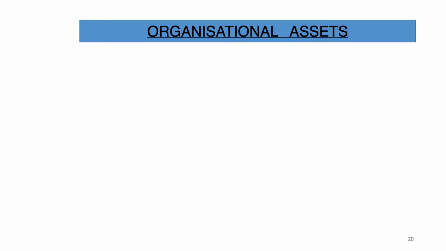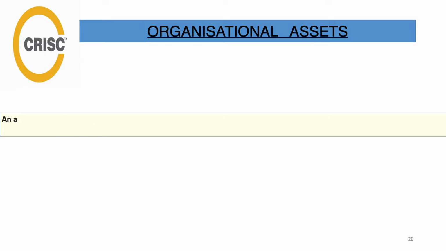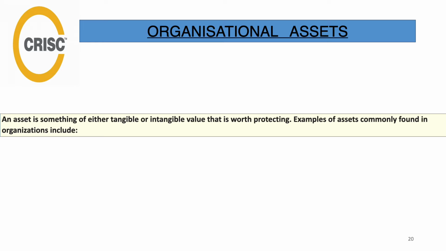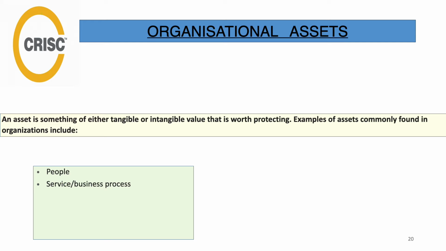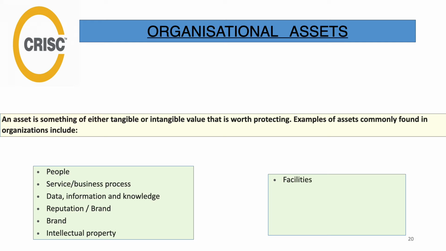Next is organization assets. What is an organization asset? An asset is something of either tangible or intangible value that is worth protecting. We'll discuss this in the upcoming slides. Let's look at the examples. A valued possession, whether material or immaterial, is referred to as an asset, such as data, information and knowledge, reputation, brand, intellectual property, facilities, equipment, cash and investment. Similarly, customer lists, research, people and service business processes are a few examples of the assets frequently found in organizations.